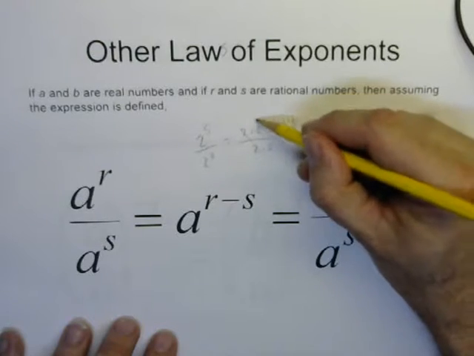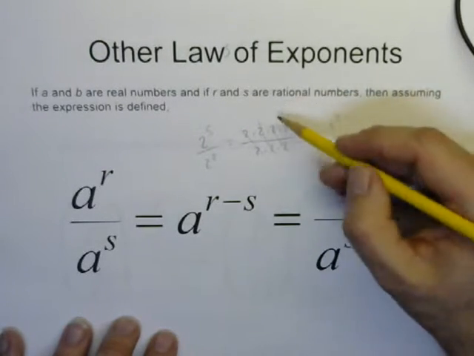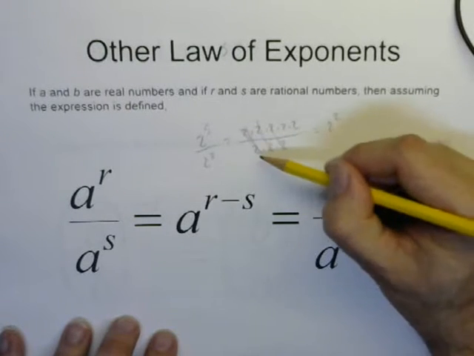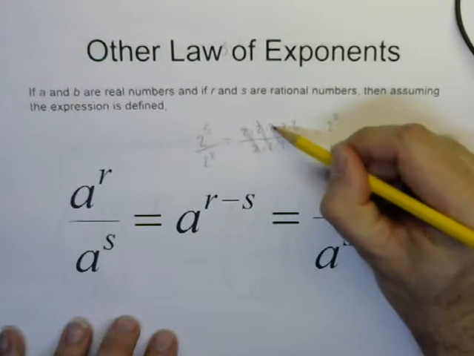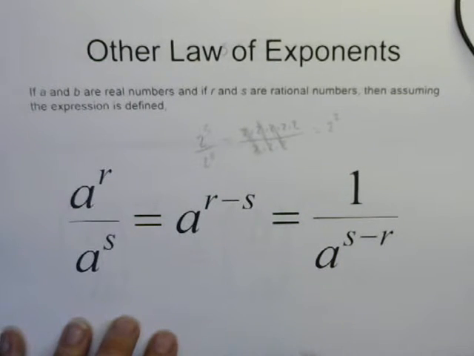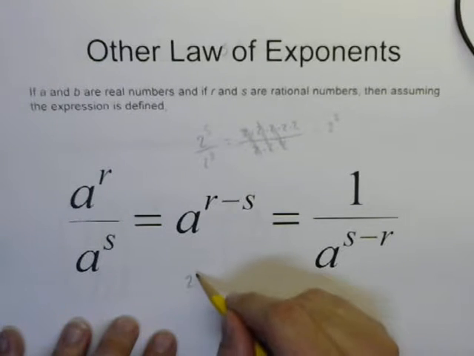Each one of these 2's will cancel with a 2 on the top, leaving you with just 2 squared, right? Because remember, anything divided by itself is just 1, and you can only divide this 2 in the bottom into one of the 2's on top. So those will all cancel and give you 1. You'll get 2 squared.